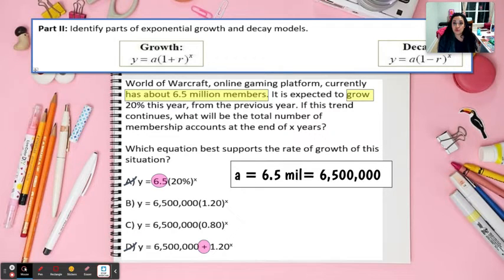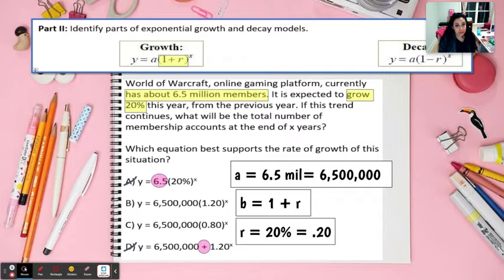Now that I've eliminated those answer choices just by looking at my A, I go on and see that it's expected to grow. So this means this is an exponential growth problem. So I'm looking up here at growth, where my B is 1 plus R. And it's growing 20%. So that 20% means that my R is equal to 20%. We convert that to a decimal, which is 0.20. So back to B, for that R, I'm replacing it with 0.20. So now 1 plus 0.20 gives me 1.20. So my B is 1.20.